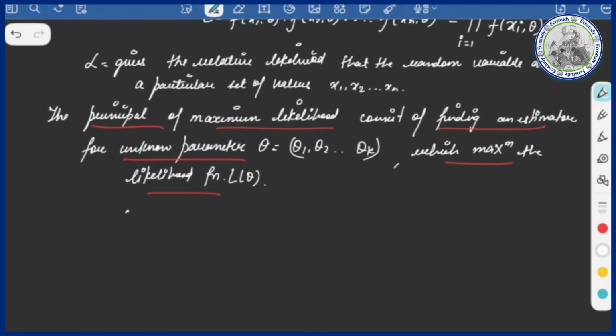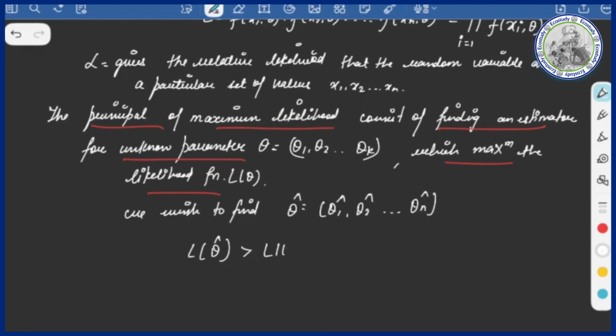So we wish to find theta, that is theta 1, theta 2, ... theta n, such that L(theta cap) is greater than L(theta), which means that the likelihood function will be maximum compared to the remaining likelihood functions, where theta is in the parameter space.